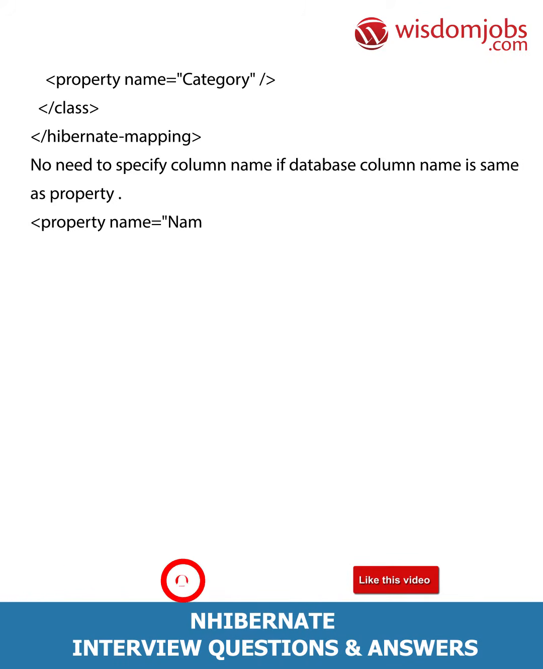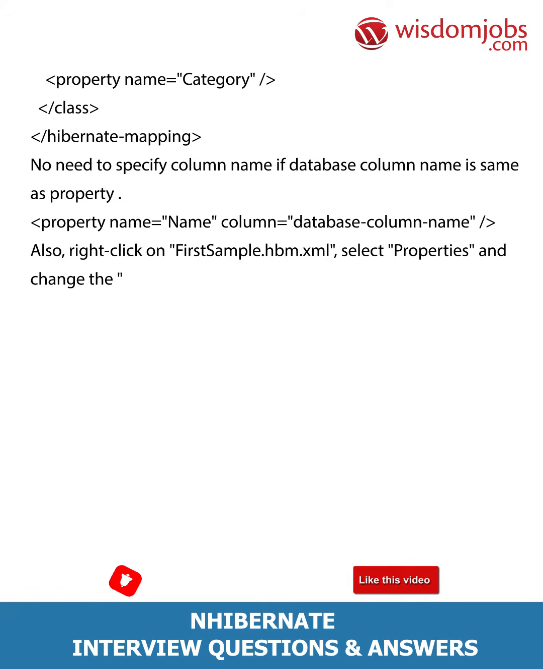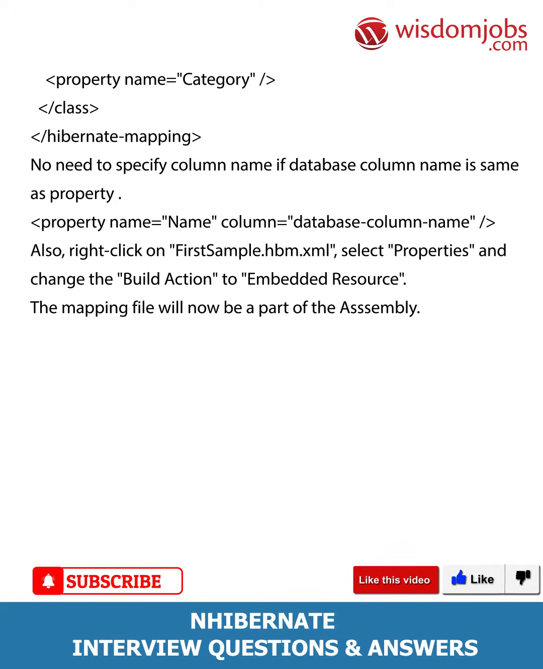No need to specify the column name if the database column name is the same as the property. Property name equals Name, column equals database column name. Also, right-click on FirstSample.hbm.xml, select properties and change the build action to embedded resource. The mapping file will now be a part of the assembly.